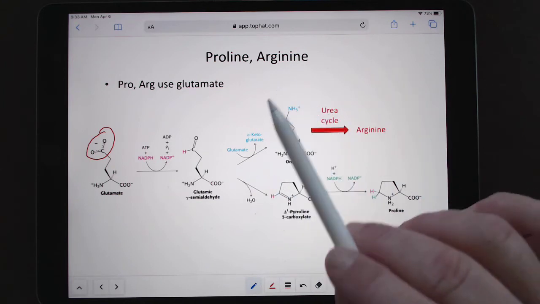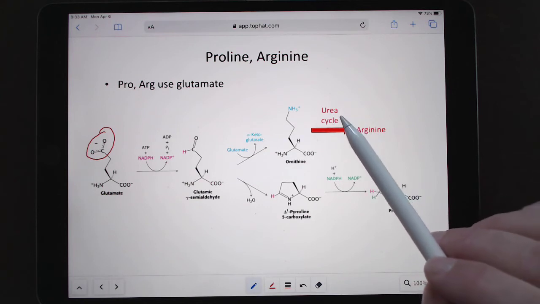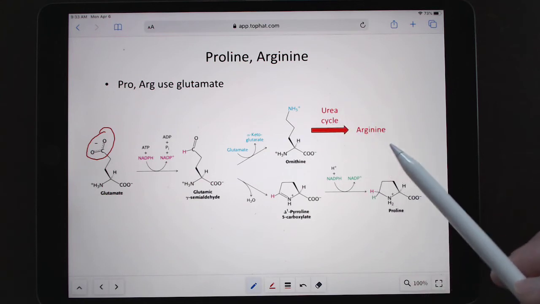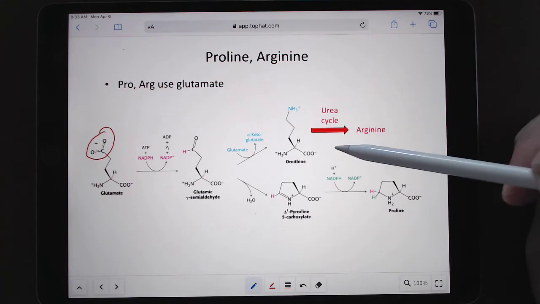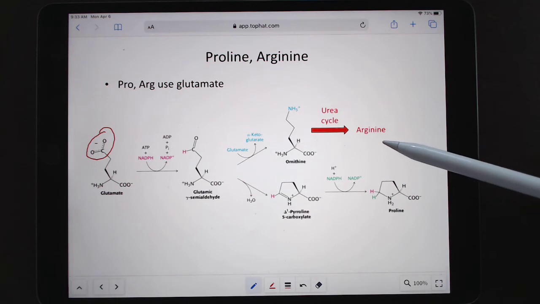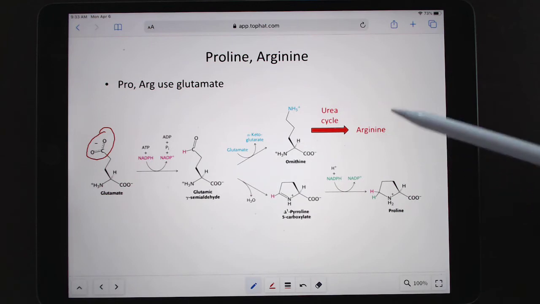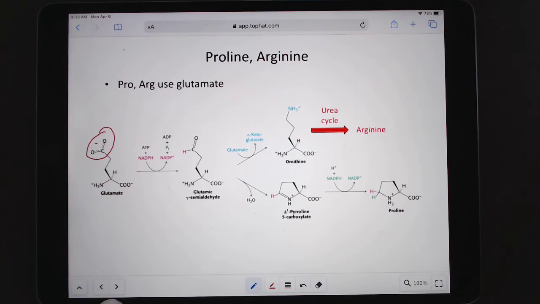So now ornithine, this then goes into the urea cycle to make the arginine. This is the one where the urea cycle is still up and running in our body, so that's why this process still exists, because it ties into a second cycle. It's sort of an exception to the rule. Okay.